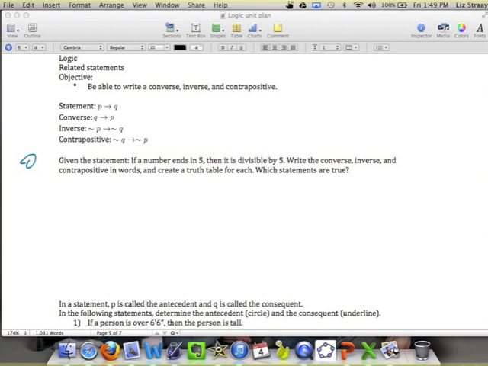A contrapositive will match a statement in its truth. So if a statement is true, the contrapositive will be true. If a statement is false, the contrapositive will be false. The other ones, maybe, maybe not. But the statement and the contrapositive are what we call logically equivalent. If we would make truth tables on those, they would be the same truth table. So those two are logically equivalent, the other two not necessarily.